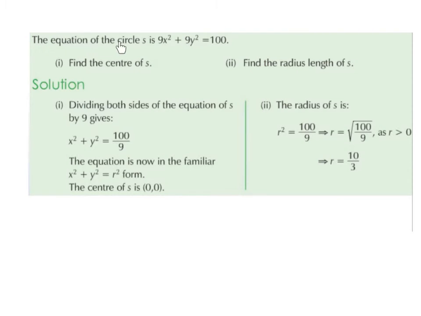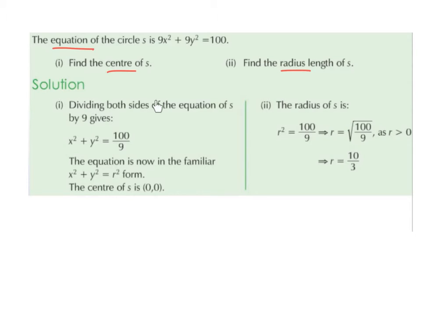The equation of the circle is 9x squared plus 9y squared equals 100. Part 1, find the centre of S, so find the centre of the circle. And part 2, find the radius length of S, so find the radius of our circle. Okay, so let's start off by finding the centre of our circle.